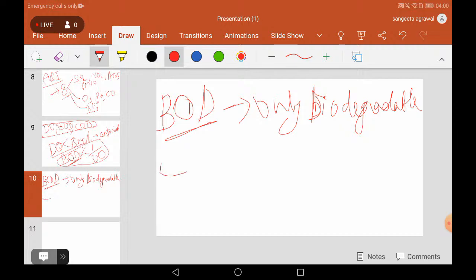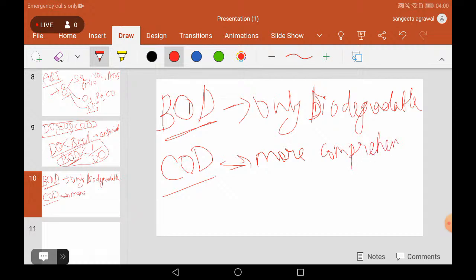So hence comes the need of COD. Because BOD is a very comprehensive measure, it's very good, but it doesn't measure the non-biodegradable component. So we require another metric, and for that we have COD. It is a better metric to measure the pollution load in water, because it measures the oxygen equivalent required for oxidation of the total organic matter, right? So this is more comprehensive, in easy language.